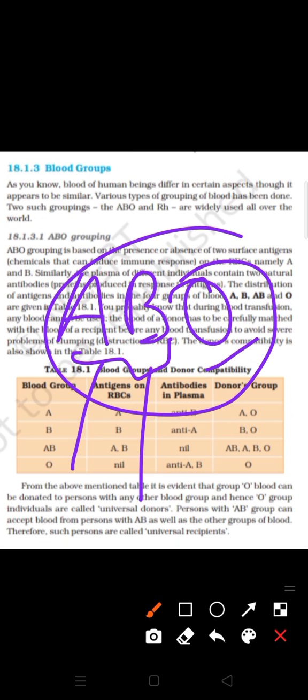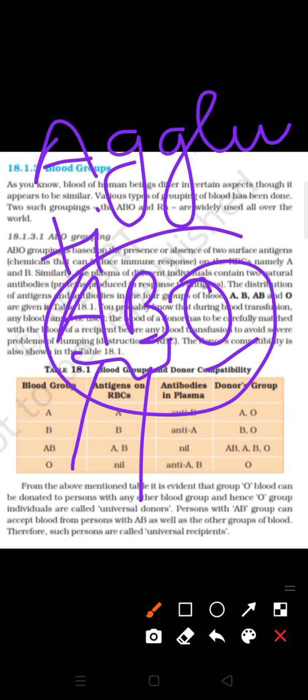So children, firstly we have to understand what an antigen is and what an antibody is. Basically, two things are present in human blood. During agglutination, a reaction occurs between the antigen in the RBC and the antibody in the blood plasma. This is known as agglutination.